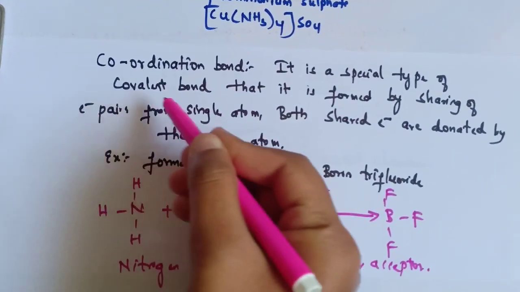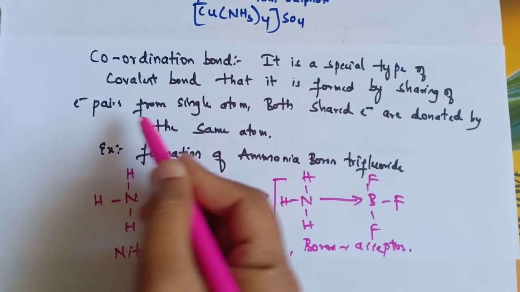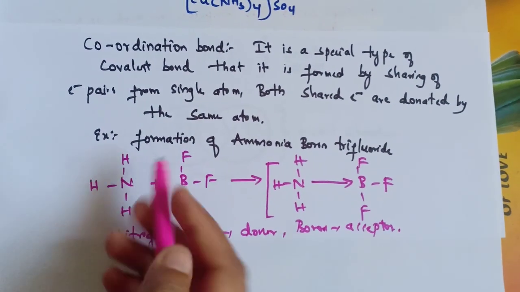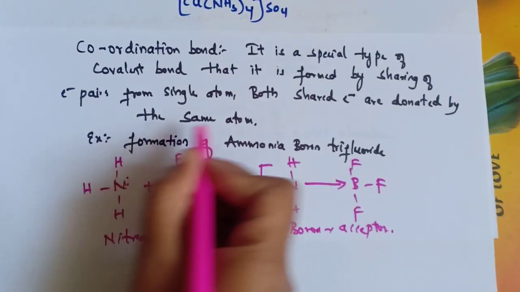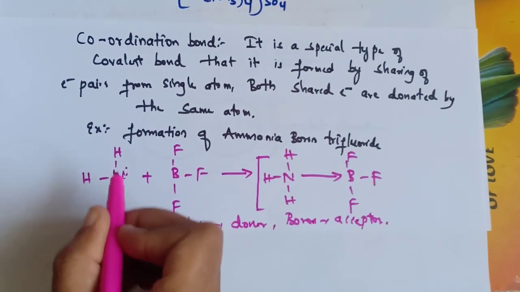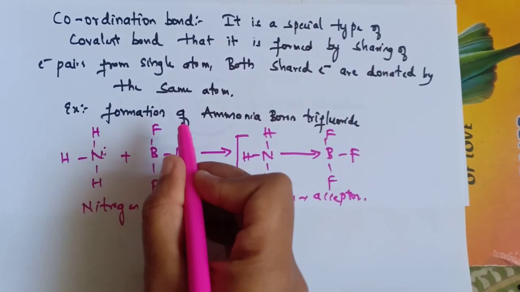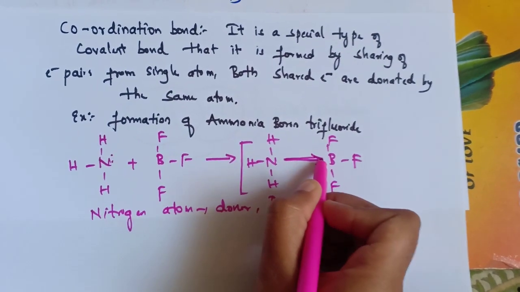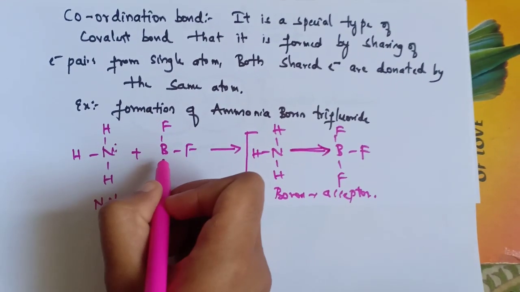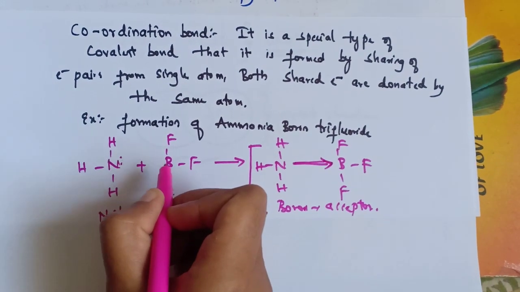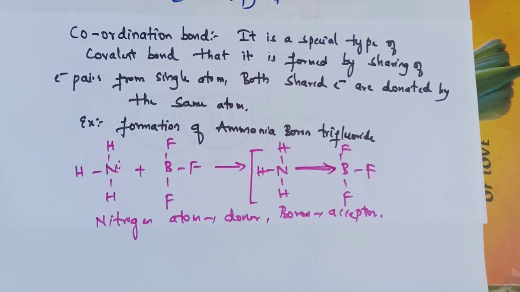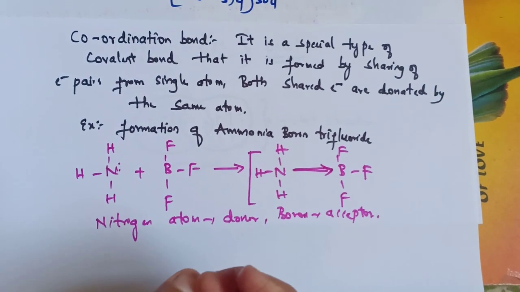See here the definition. It is a special type of covalent bond that is formed by sharing of electron pairs from a single atom. Both shared electrons are donated by the same atom. See here, the shared pair of electrons on the nitrogen is shared to the boron and nothing has come from the boron, only nitrogen is sharing here. So it is the coordination bond. For a coordination bond, you should represent this symbol. Here the shared pair of electrons are transferred to the boron and boron does not transfer any of the electrons to the nitrogen. It is about the coordination bond.